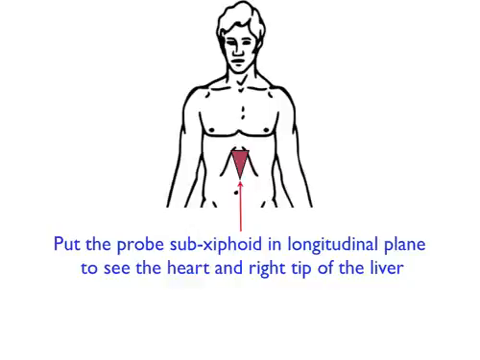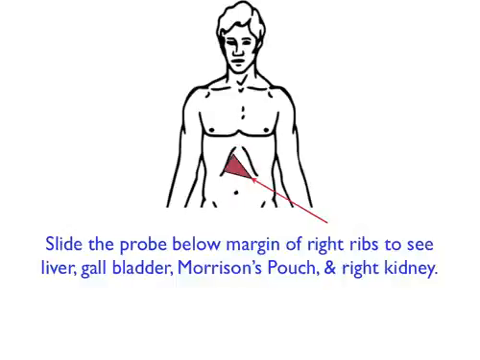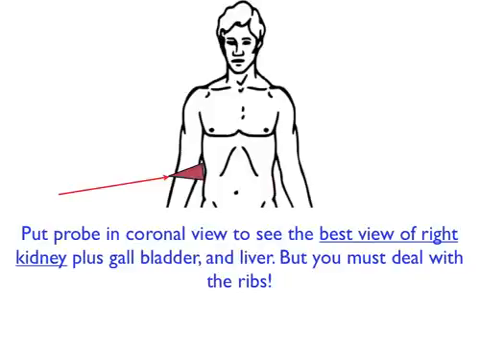So first put the probe in the subxiphoid position in the longitudinal plane to see the heart and the tip of the liver on the right side. And then we slide the probe down to see the liver, gallbladder, Morrison's pouch, and the right kidney. For a better view of the right kidney, and sometimes for additional views of the gallbladder and ribs, we can move it to the coronal plane, but you have to deal with the ribs and go between them, which is why the phased array probes are better than the curvilinear for this particular view.